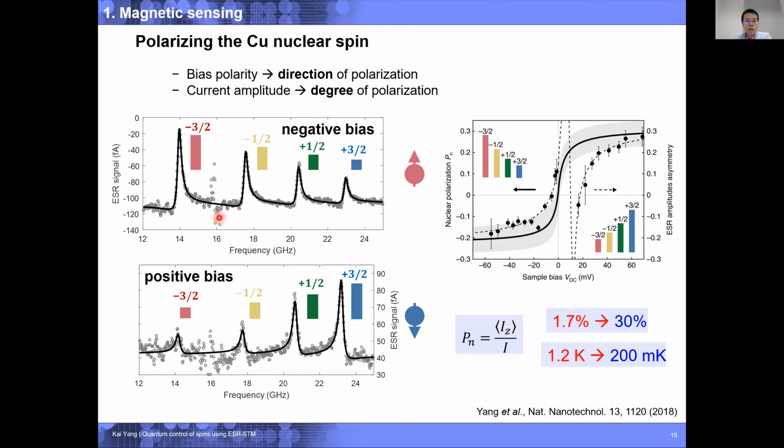Here the ESR peak height, roughly speaking, is proportional to the populations of the different nuclear spin states. So when we flip the spin polarized current using a positive bias, we can polarize the copper nuclear spin into the positive 3/2 state. We also found that we can use the amplitude of the current to control the degree of nuclear polarization. Eventually, we can achieve 30% nuclear polarization at large spin polarized current. This corresponds to an effective nuclear spin temperature of 200 millikelvin, which is about 6 times cooler than our experimental temperature of 1.2 Kelvin.